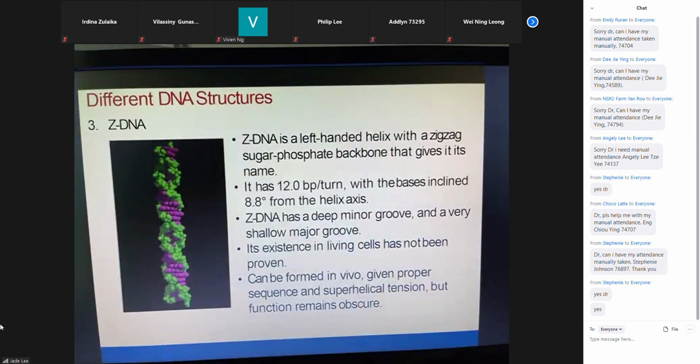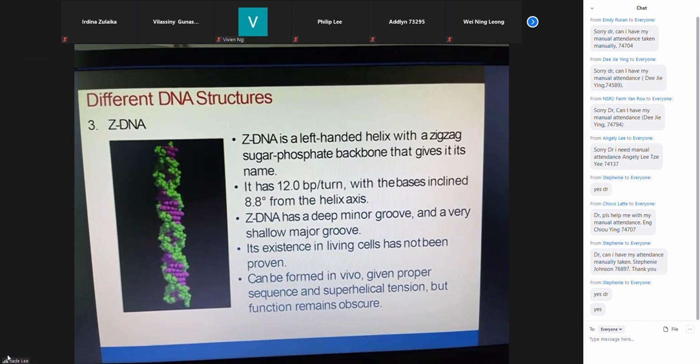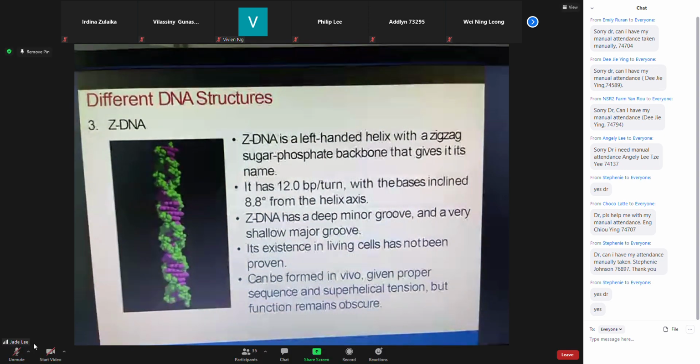So Z DNA has a deep minor groove and a shallow major groove. Shallow means not deep, okay? But the minor groove is deep. Its existence in living cells has not been proven. It can be found in vivo given proper sequence and superhelical tension, but its function remains obscure. So we do not yet know why it has this kind of function.